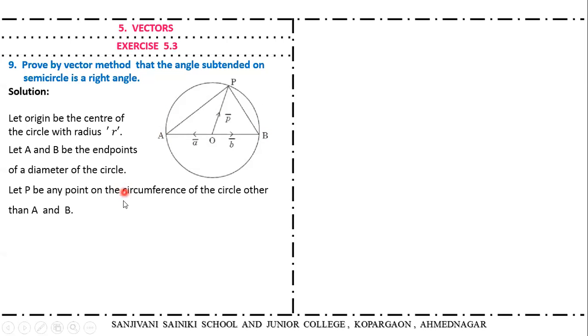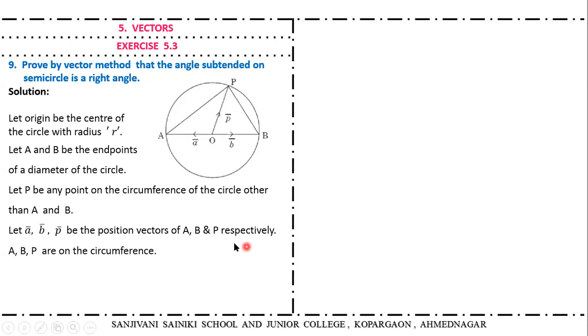Let P be any point on the circumference of the circle other than A and B. Let A bar, B bar and P bar be the position vectors of A, B and P respectively.